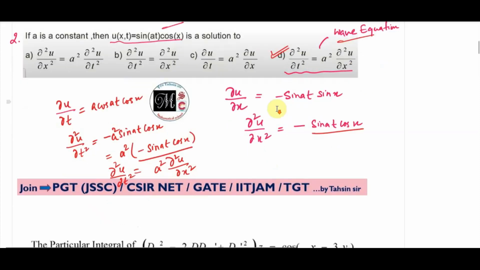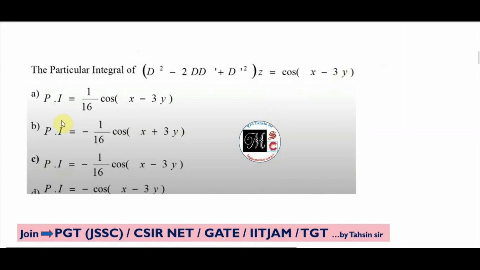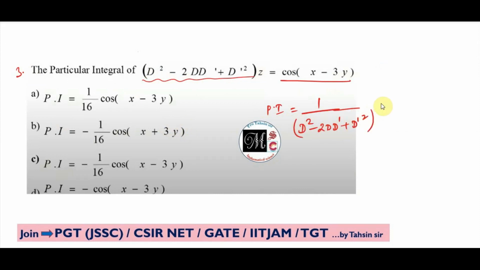Okay, move to the next question. This is the third question. The particular integral of this partial differential equation is what? Only the particular integral is demanded, right? So the particular integral is found by 1 by f(D), and f(D) here is D square minus 2DD dash plus D dash square, acting on cos(x minus 3y), right?